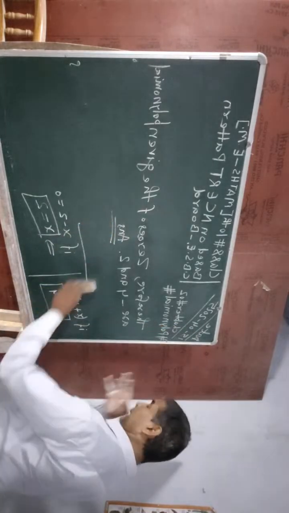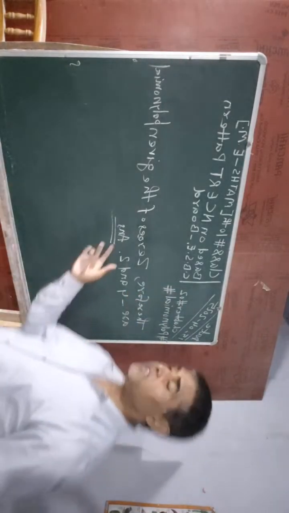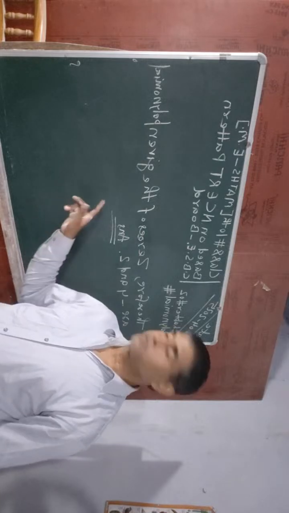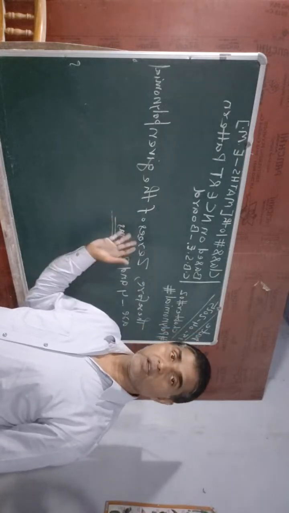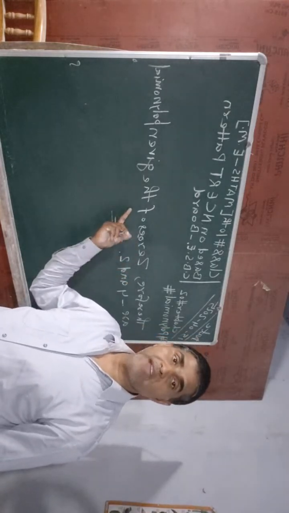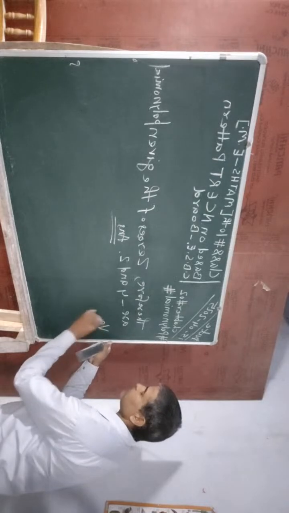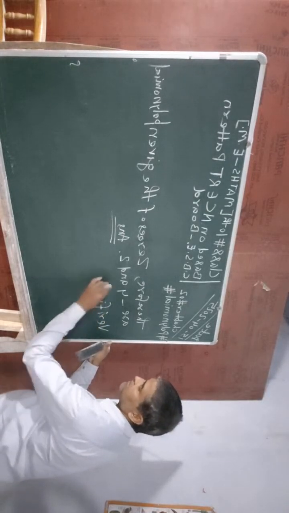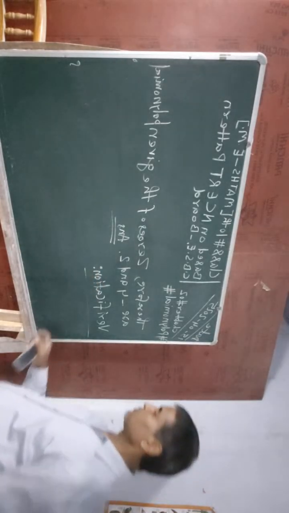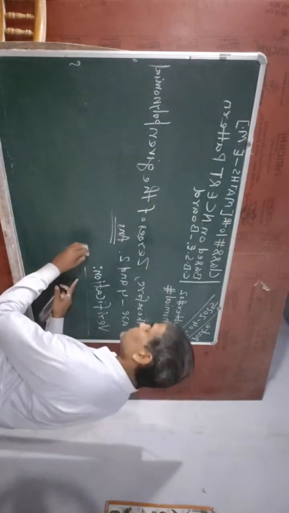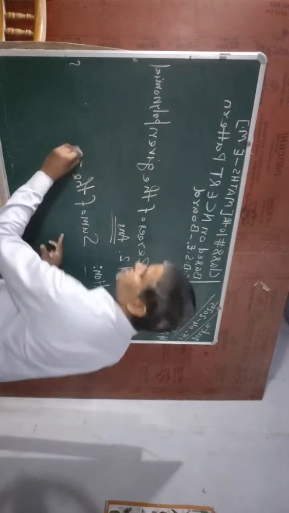Now the second question is telling in the question: verify the zeros and its coefficient. You verify that the zeros of the given polynomial and its coefficients both are equal. So I will write here verification. Now in the verification I will write the sum of the zeros.